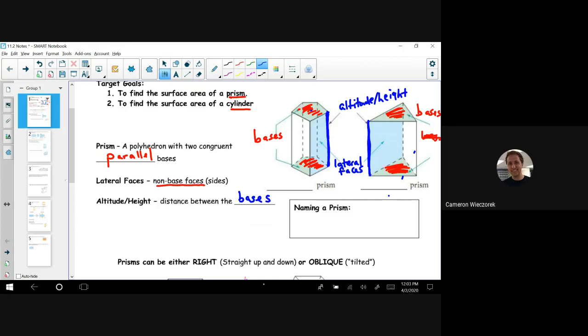The way that we name a prism is we name it by the shape of the base. In the one I have on the left, the base is a pentagon. So we call this a pentagonal prism. Add an AL onto the word pentagon. This one has a triangle as the base, so this would be what I call a triangular prism. We make it an adjective. So we always name the prism by the shape of the base.